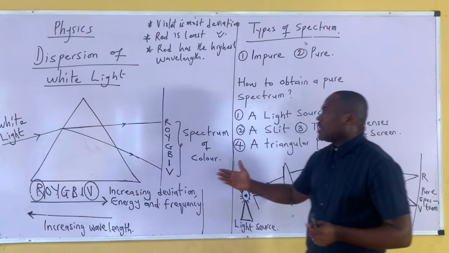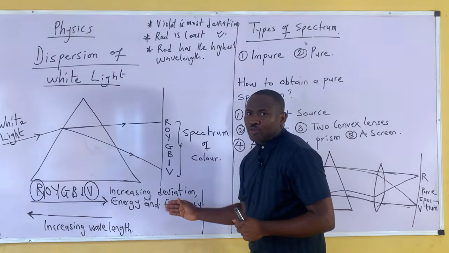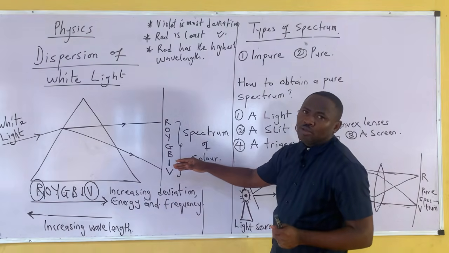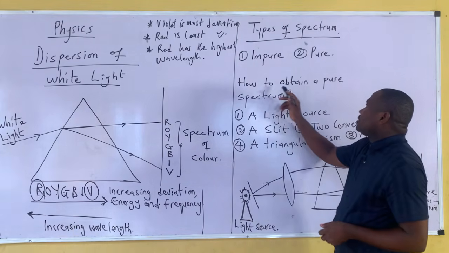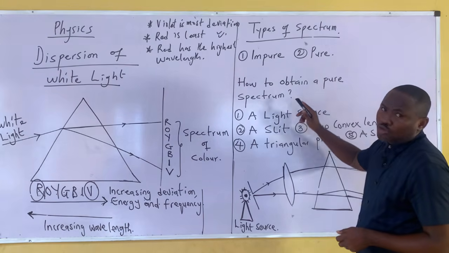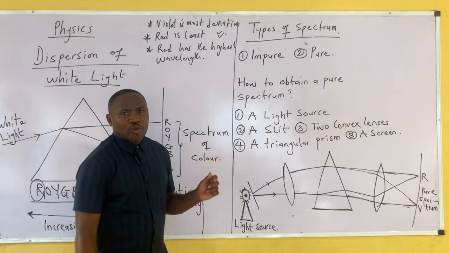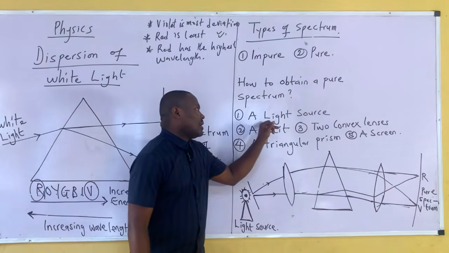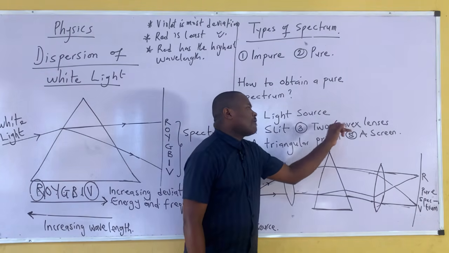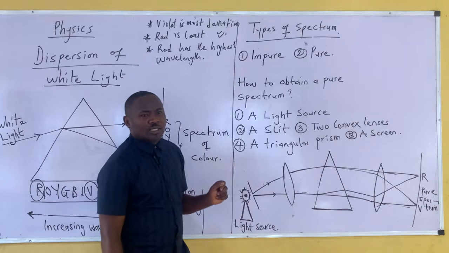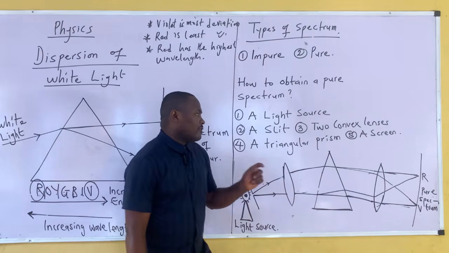Now, looking at this on the board, it is an impure spectrum because each of these colors is overlapping. We now say how to obtain a pure spectrum. There are some materials that are needed to obtain a pure spectrum. What are they? We have one, a light source, two, a slit, three, two convex lenses or two converging lenses. I'll show you how they are arranged. Four, a triangular prism, then five, a screen.